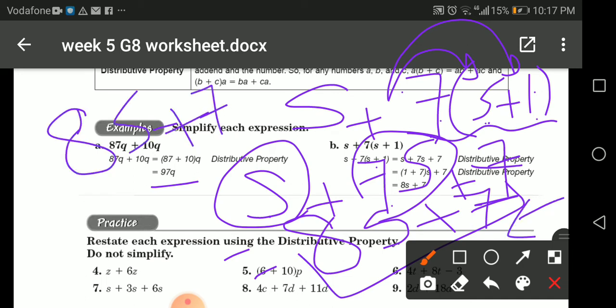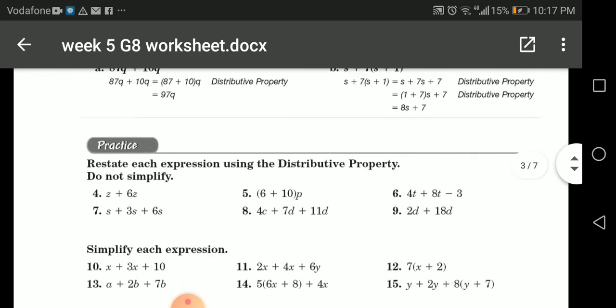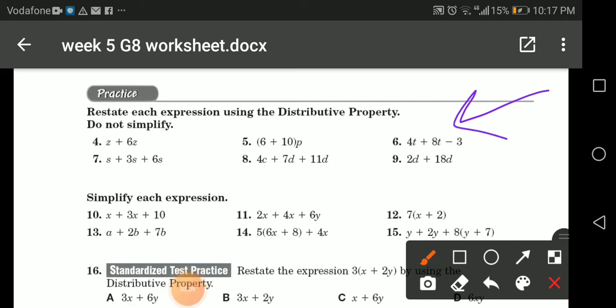Can I do anything for this, or is this the simplest form? This is the simplest form. Why? Because we don't have like terms and we don't have any brackets. Okay, guys, let's continue. It's very easy, like a piece of cake. This is from your practice book, guys. Open your practice book and answer with me.